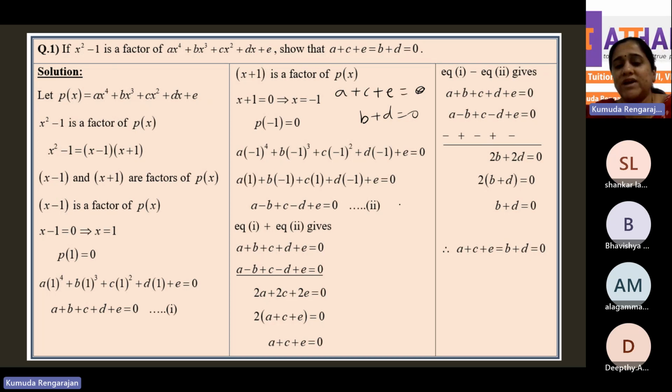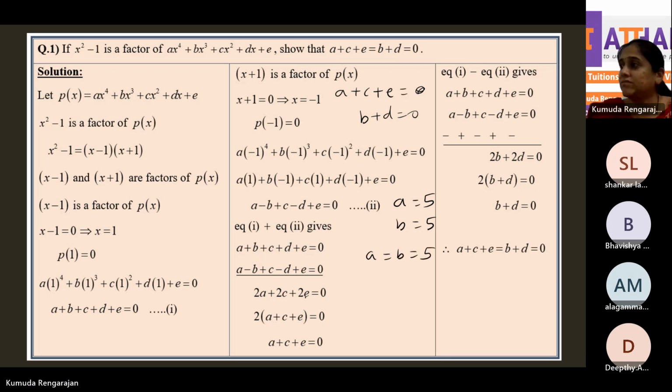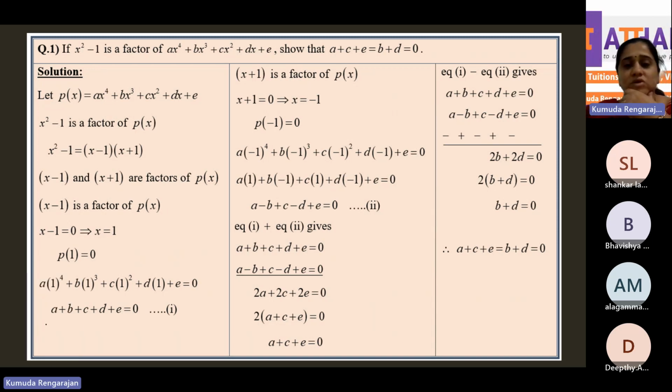See, supposing you have to get A is equal to 5 and B is equal to 5. That means you must prove that A is equal to B is equal to 5. So here you have to show that A plus C plus E is equal to 0. You should also show that B plus D is equal to 0, which means you must show that A plus C plus E is equal to B plus D is equal to 0.